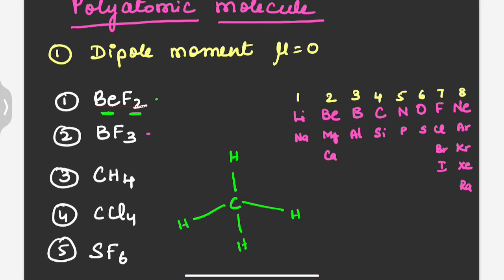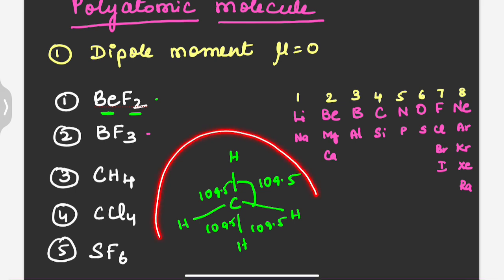I told you that if the bond angle is the same, then the dipole moment will be equal to 0. Here the bond angle is 109.5 degrees. Everywhere you can see 109.5 degrees. So the bond angle is the same, 109.5 degrees. Therefore you can say that CH4 is symmetrical and the dipole moment is equal to 0.